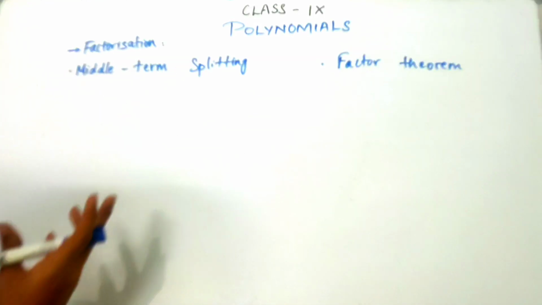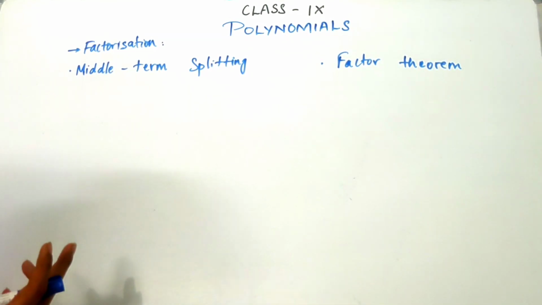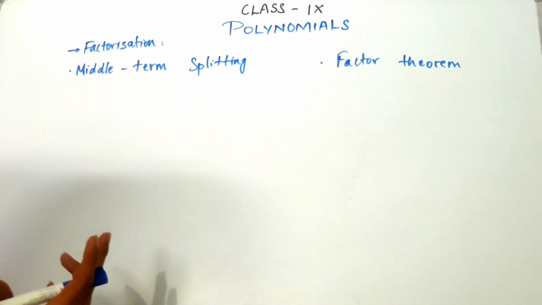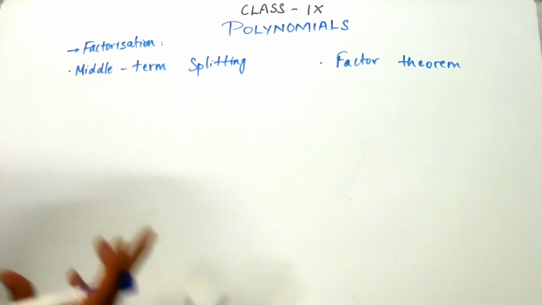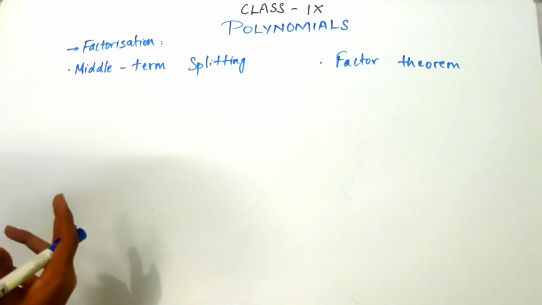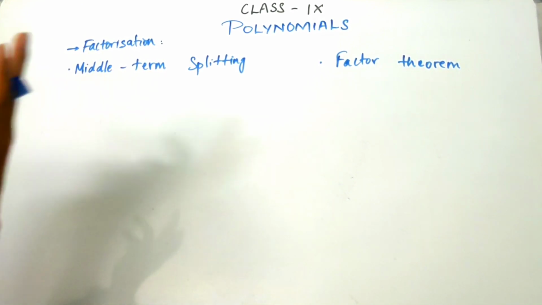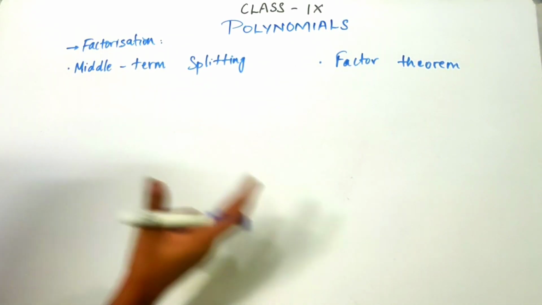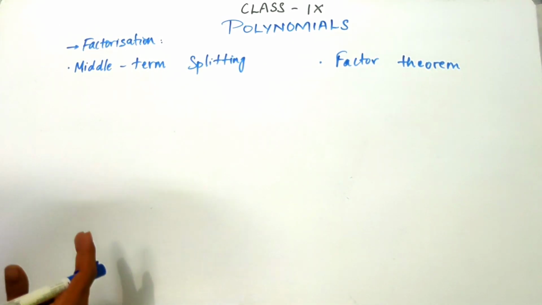As you know, this is the Polynomials chapter of class 9. In the previous video, we did the long division method and found the quotient and remainder of the given polynomials. In this video, we will be doing the factorization method, which covers middle term splitting and the factor theorem. These two are the methods that we will be following for factorization.